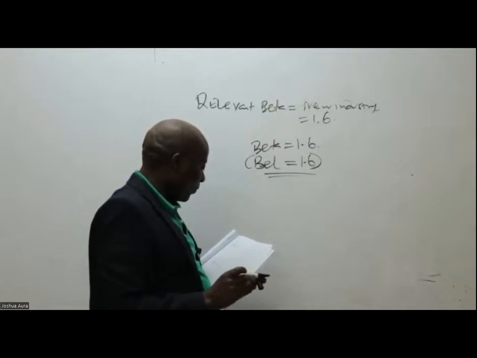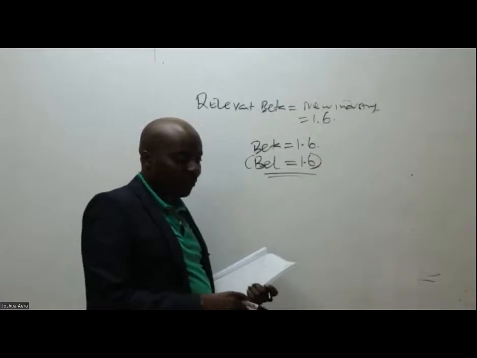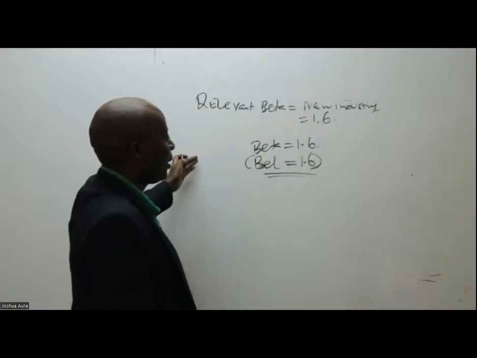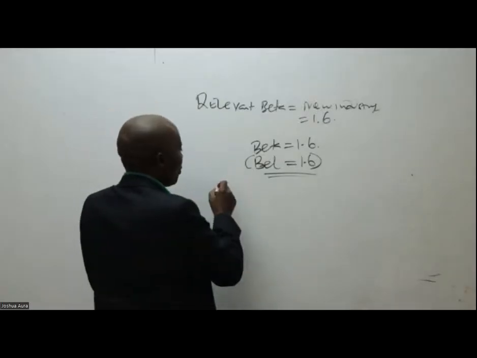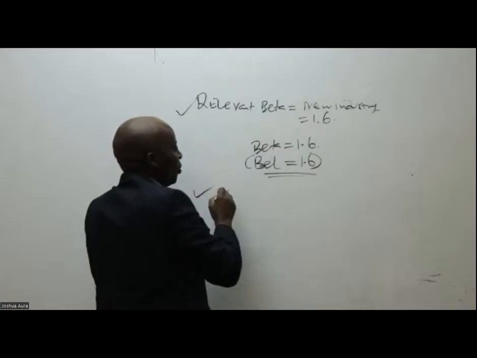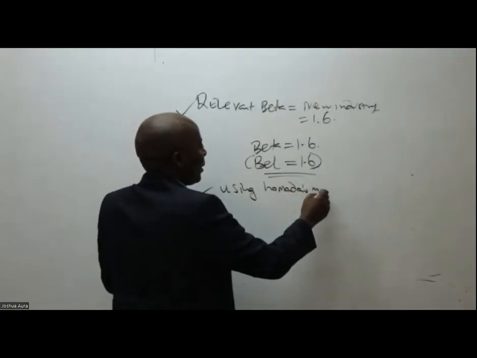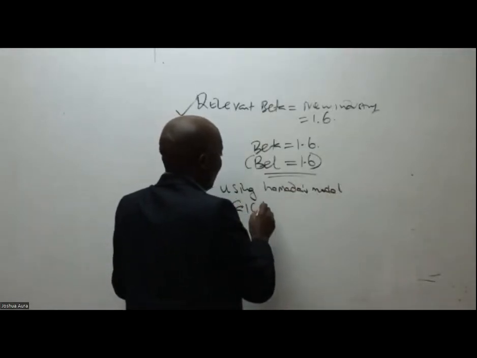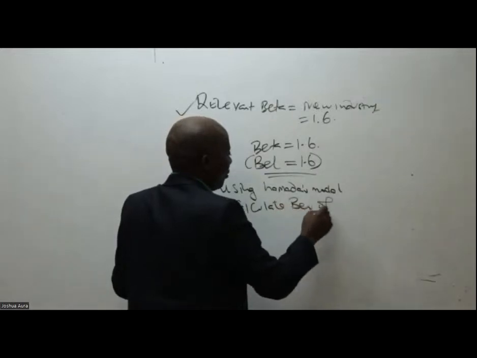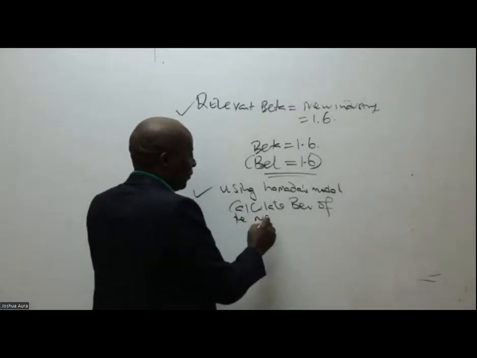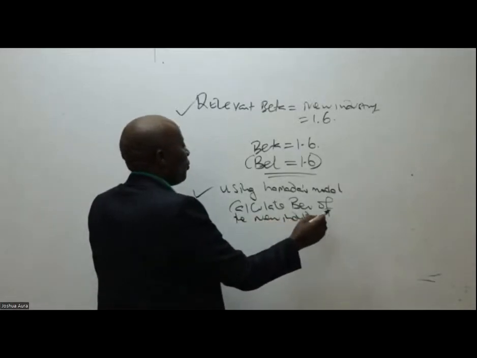So return on the market is 25%, risk-free is 10%. Assume corporation tax of 30%. So the very first thing that we need to do here for sure is to get a BEU out of this relevant beta. So using Hamada's model, calculate BEU of the new industry.